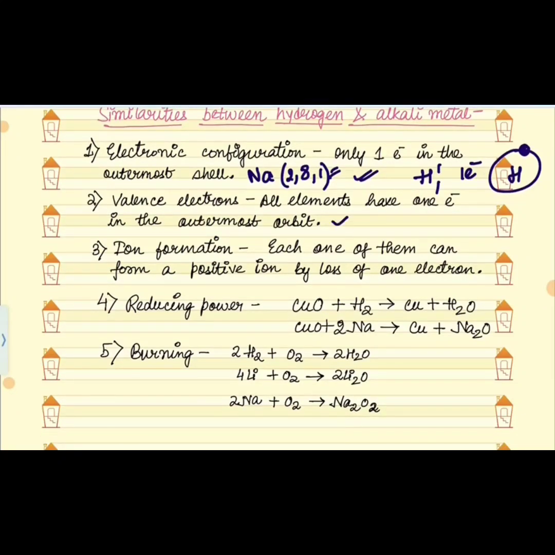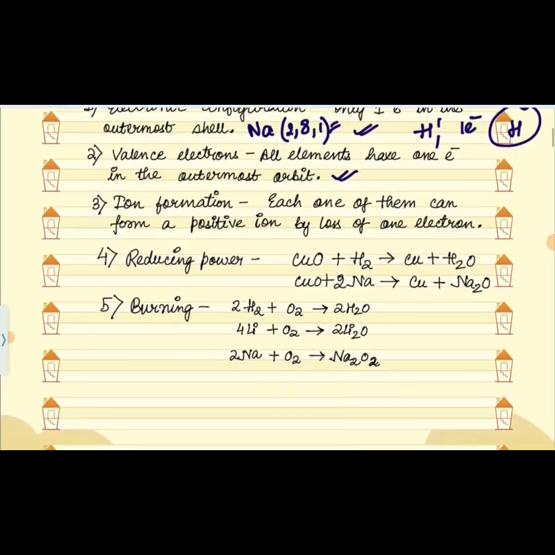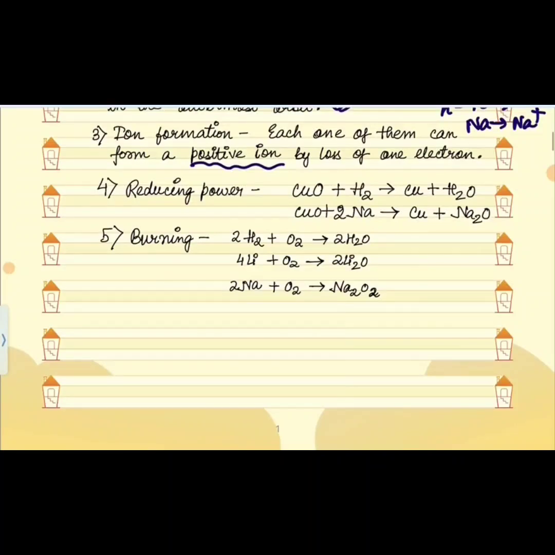All of these elements have only one electron in the outermost orbit. Same as this, the valence electron is 1. Ion formation: they can form a positive ion. How? Hydrogen can lose one electron and form H+, similar to sodium, which can lose one electron and form Na+. Correct? Good enough.